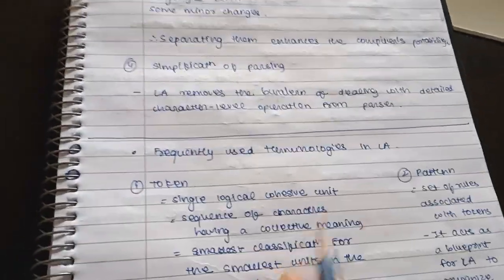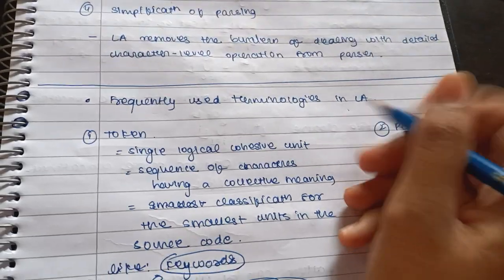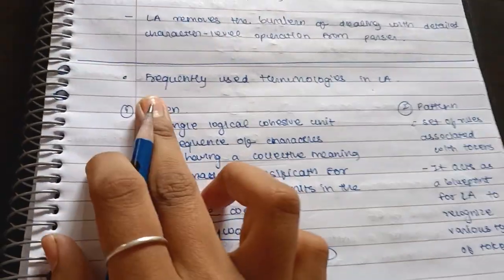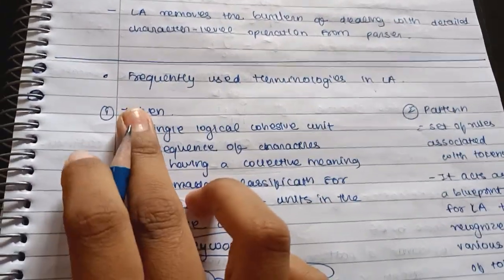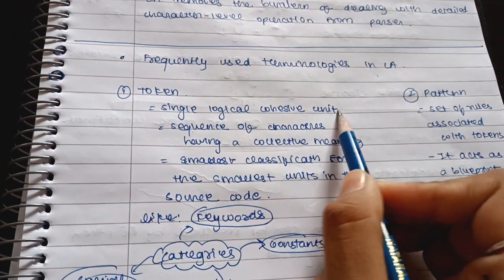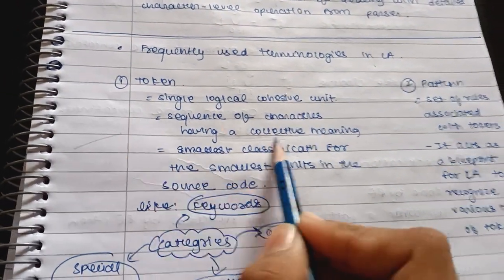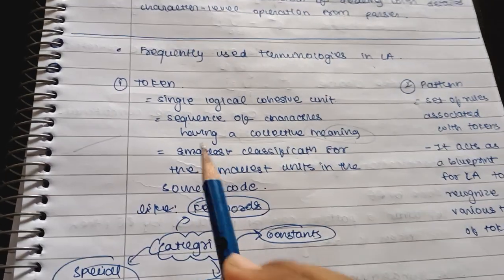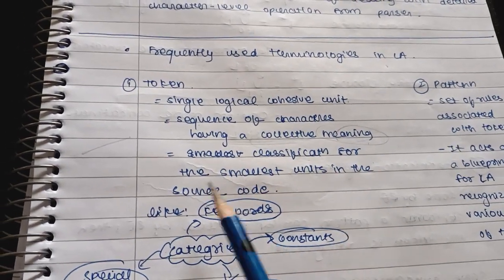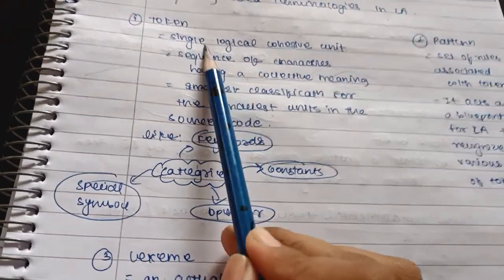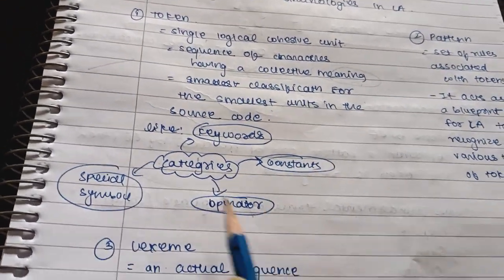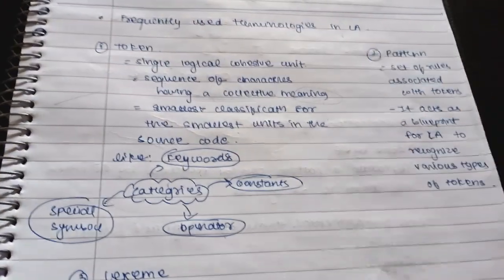Okay, so let's move on to the next topic, that is, frequently used terminologies in the lexical analyzer. The first one is token. As already discussed, a token is nothing but a single logical cohesive unit, or you can say a sequence of characters which have some collective meaning. So it is the classification for the smallest units in the source code. The categories of these tokens are keywords, constants, operators, and special symbols.